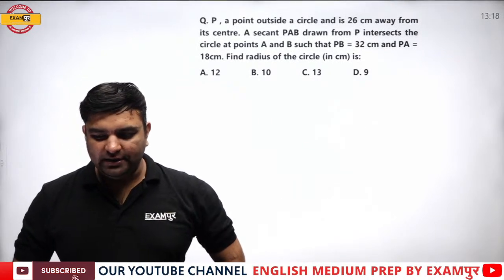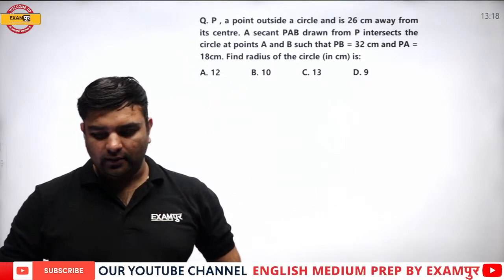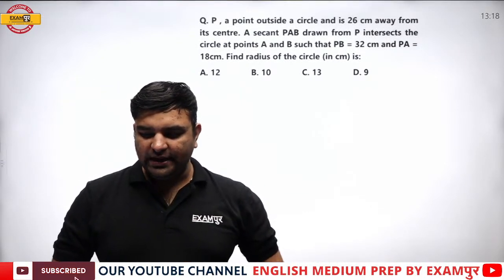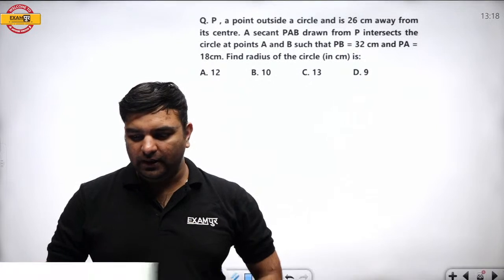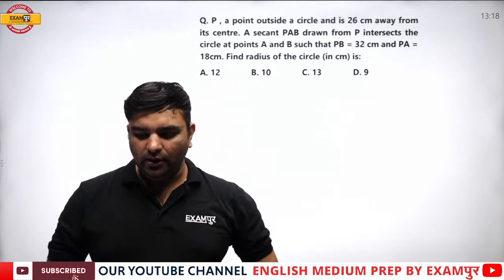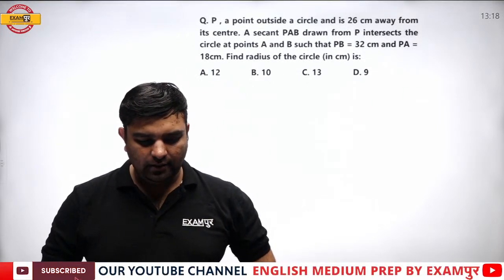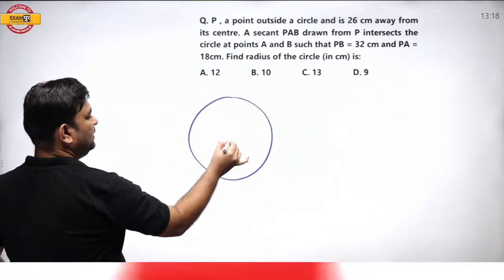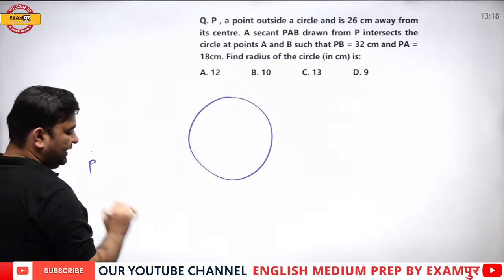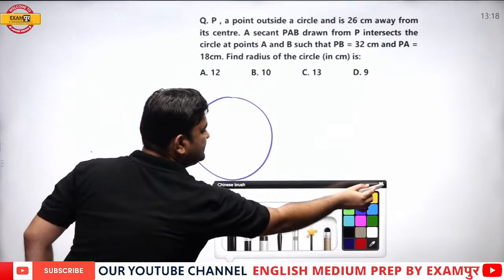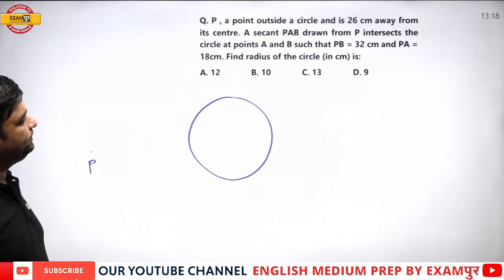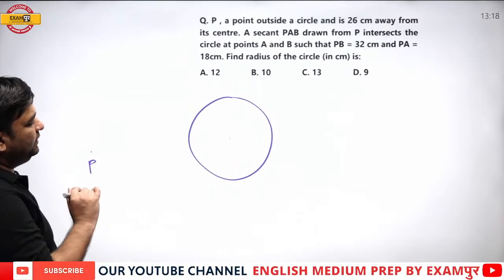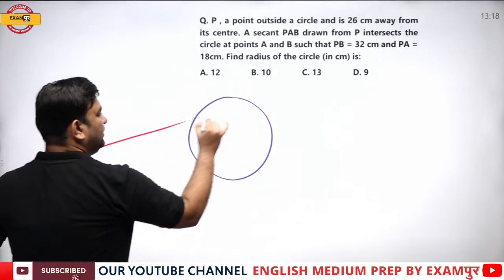P is a point outside a circle, 26 meters away from the center. A secant PAB is drawn such that it intersects the circle at points A and B. PB known, PA known. What is the radius of the circle?